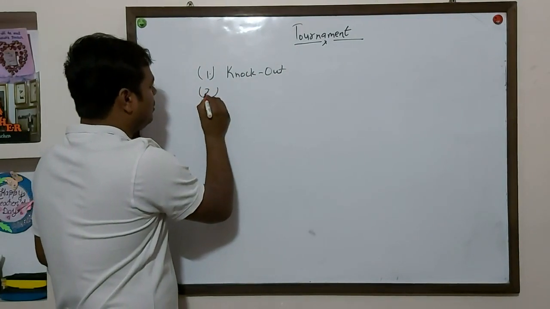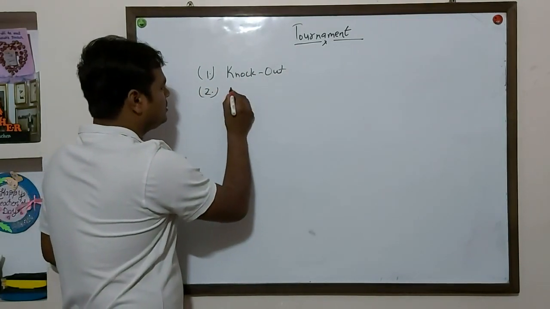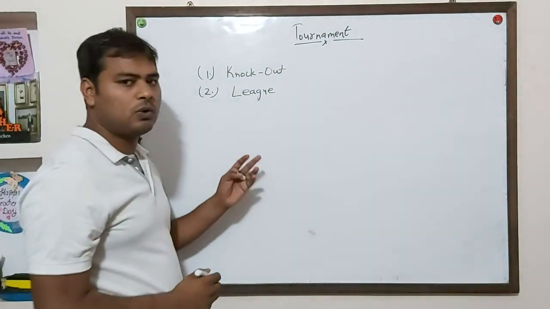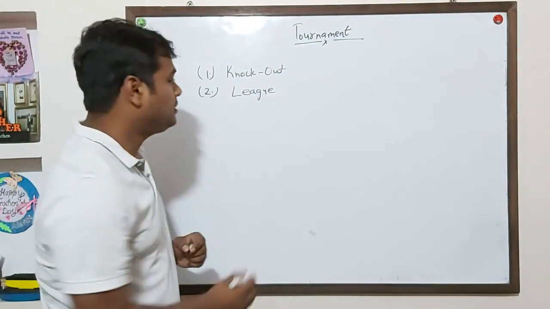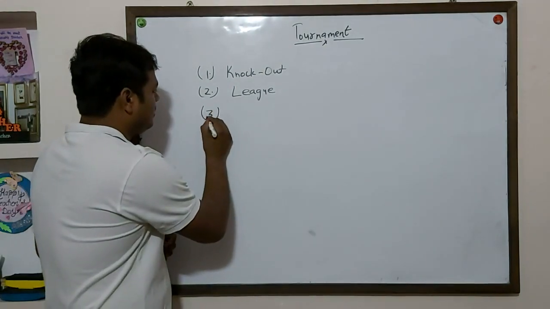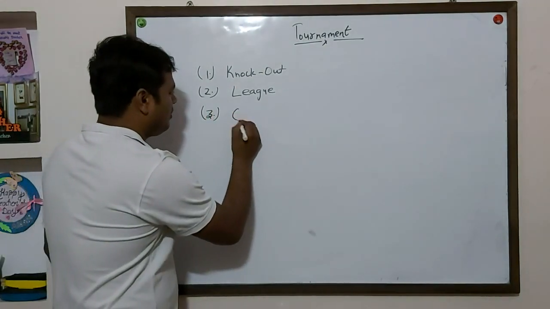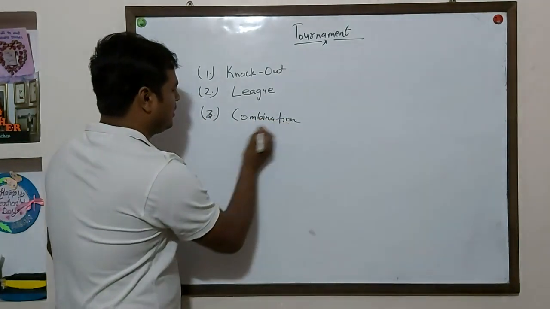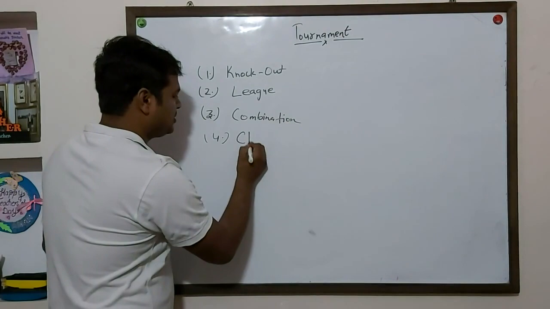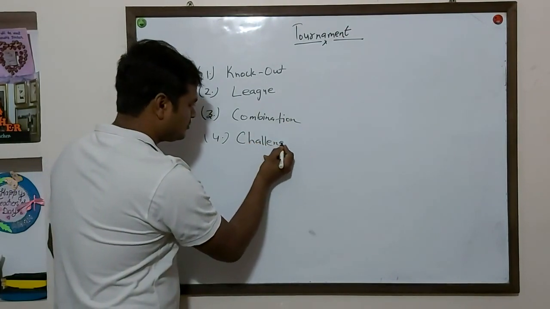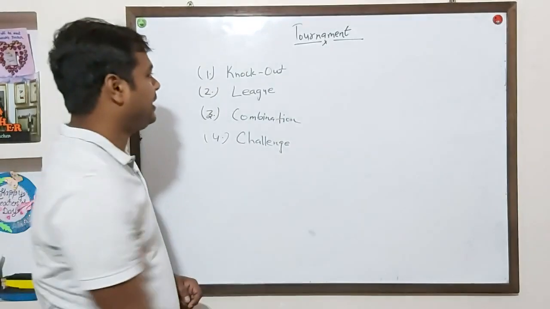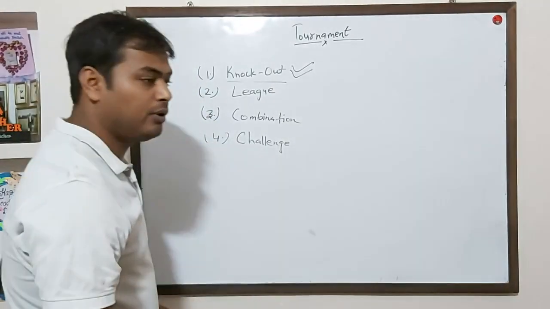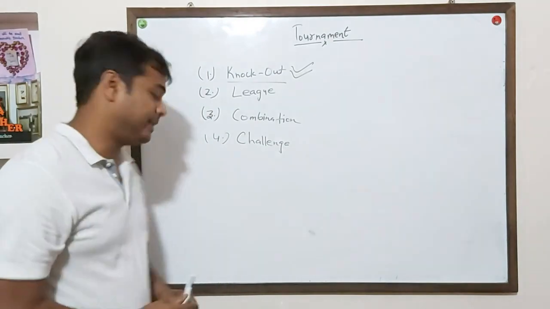Basically tournaments are of four types: knockout, second one is league, which is also known as round robin tournament, third one is a combination tournament, and fourth one is challenge. So today our topic is knockout tournament. Today I will tell you how to draw a picture of knockout tournament.